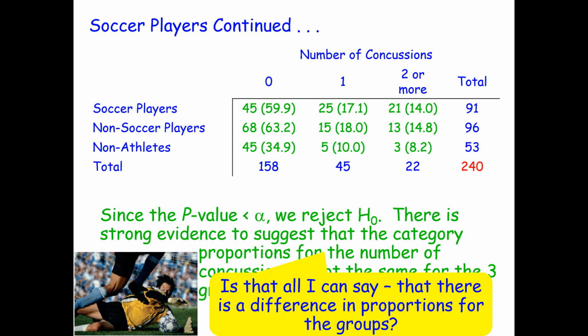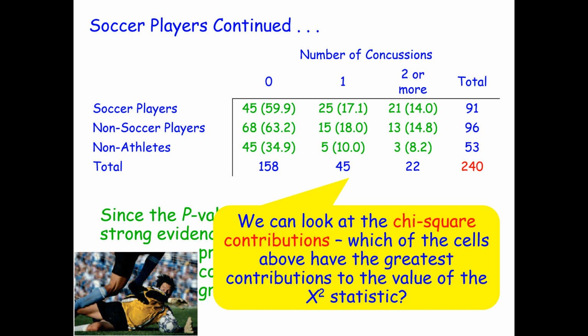So is that all I can say? That there is a difference in proportions for the groups? Well, we can look at the chi-squared contributions. Which of the cells above have the greatest contributions to the value of our chi-squared statistic?